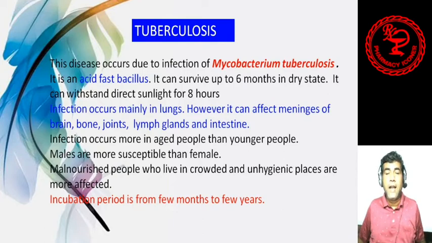If the infection occurs in the gland, that is called gland TB, along with bone TB. These are almost impossible to cure. Infection occurs more in aged people than in younger people. Males are more susceptible than females. Malnourished people, that is, who do not get sufficient nutritious food, are more likely to be infected.